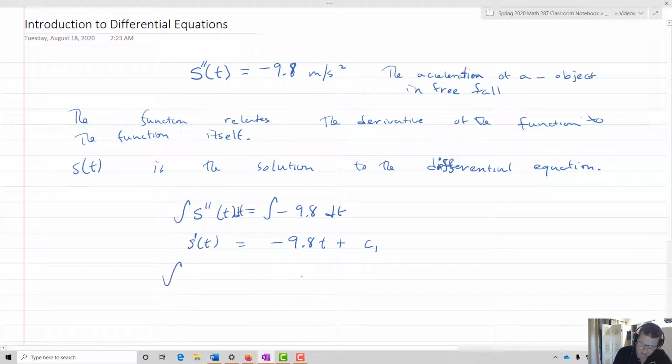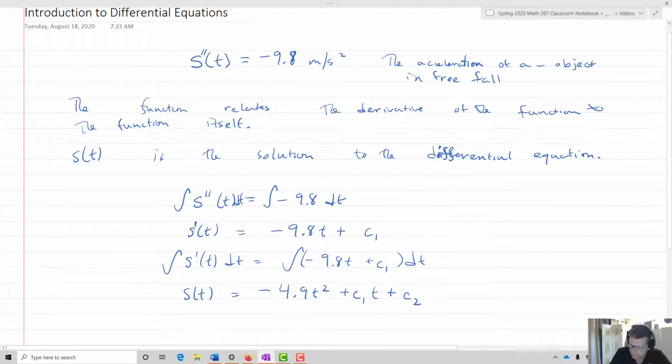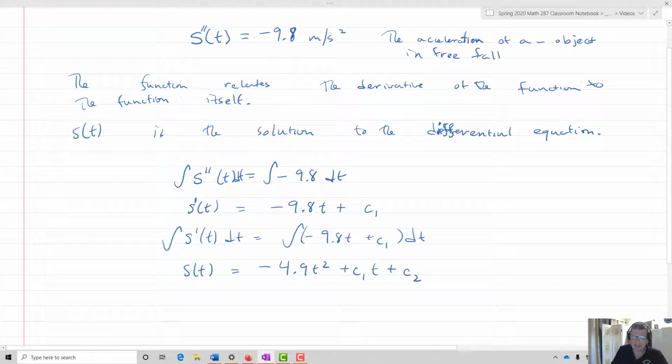So now, to find the function itself, I'm going to take the integral again. And that gives me s of t equals negative 4.9 t squared plus c1 t plus c2. And so that, in fact, is my solution.